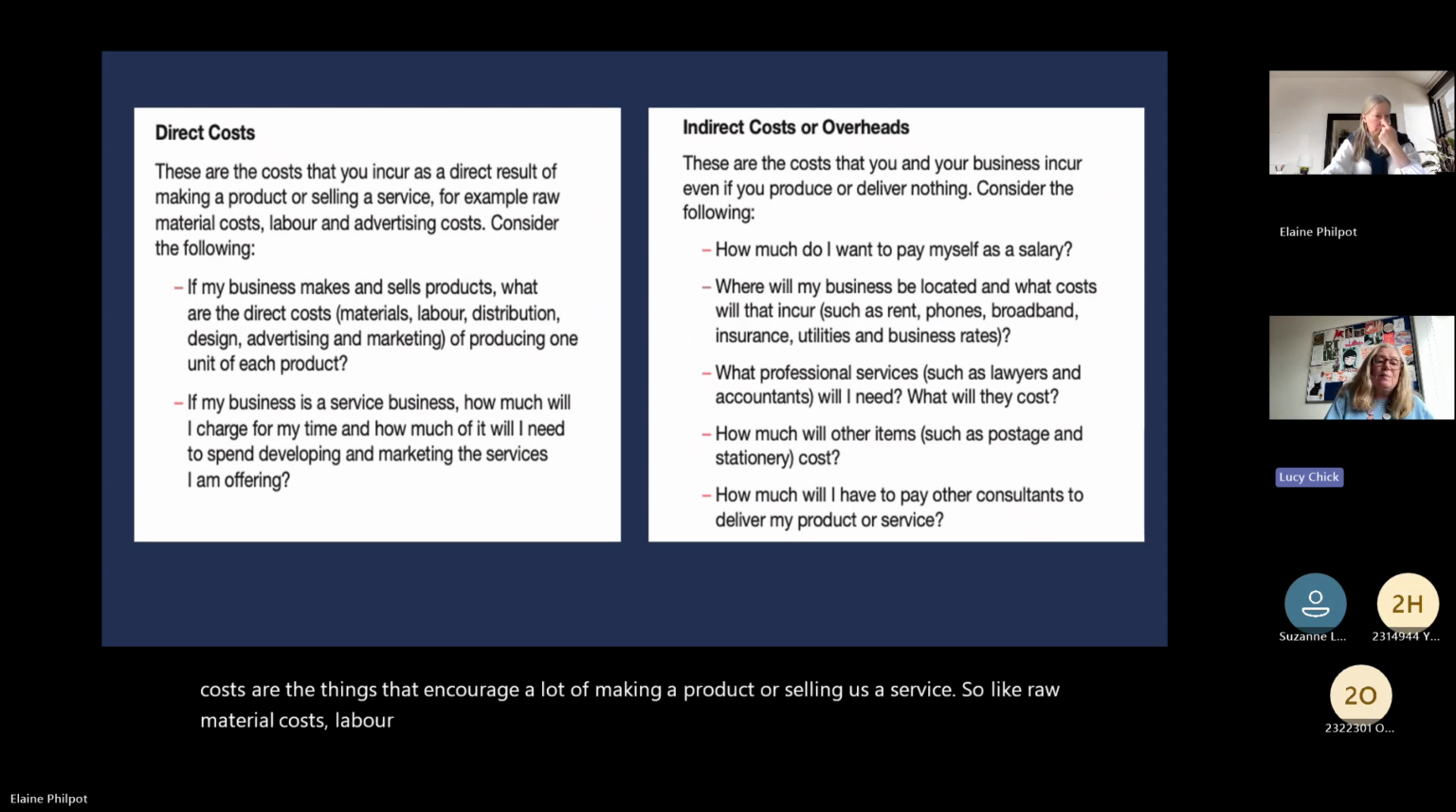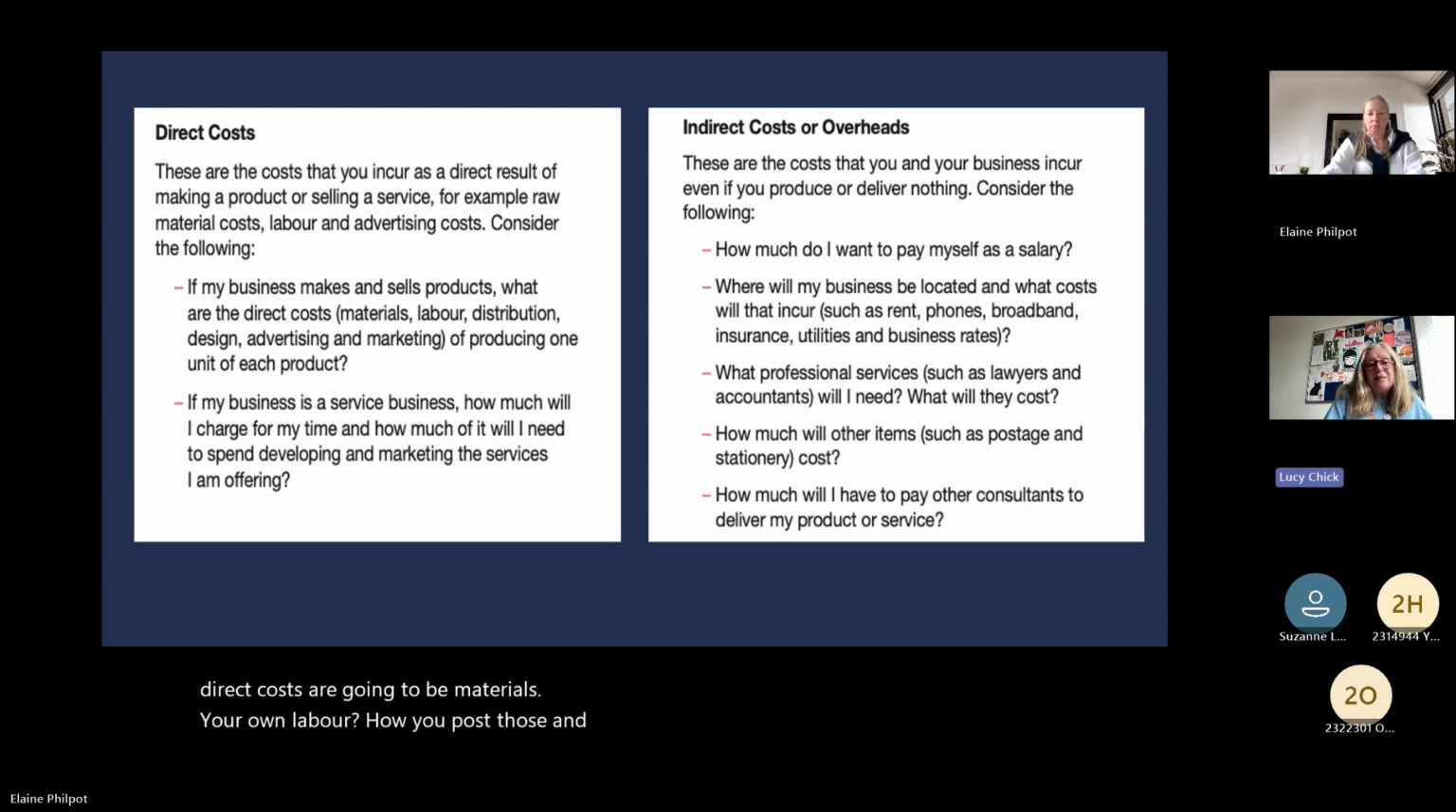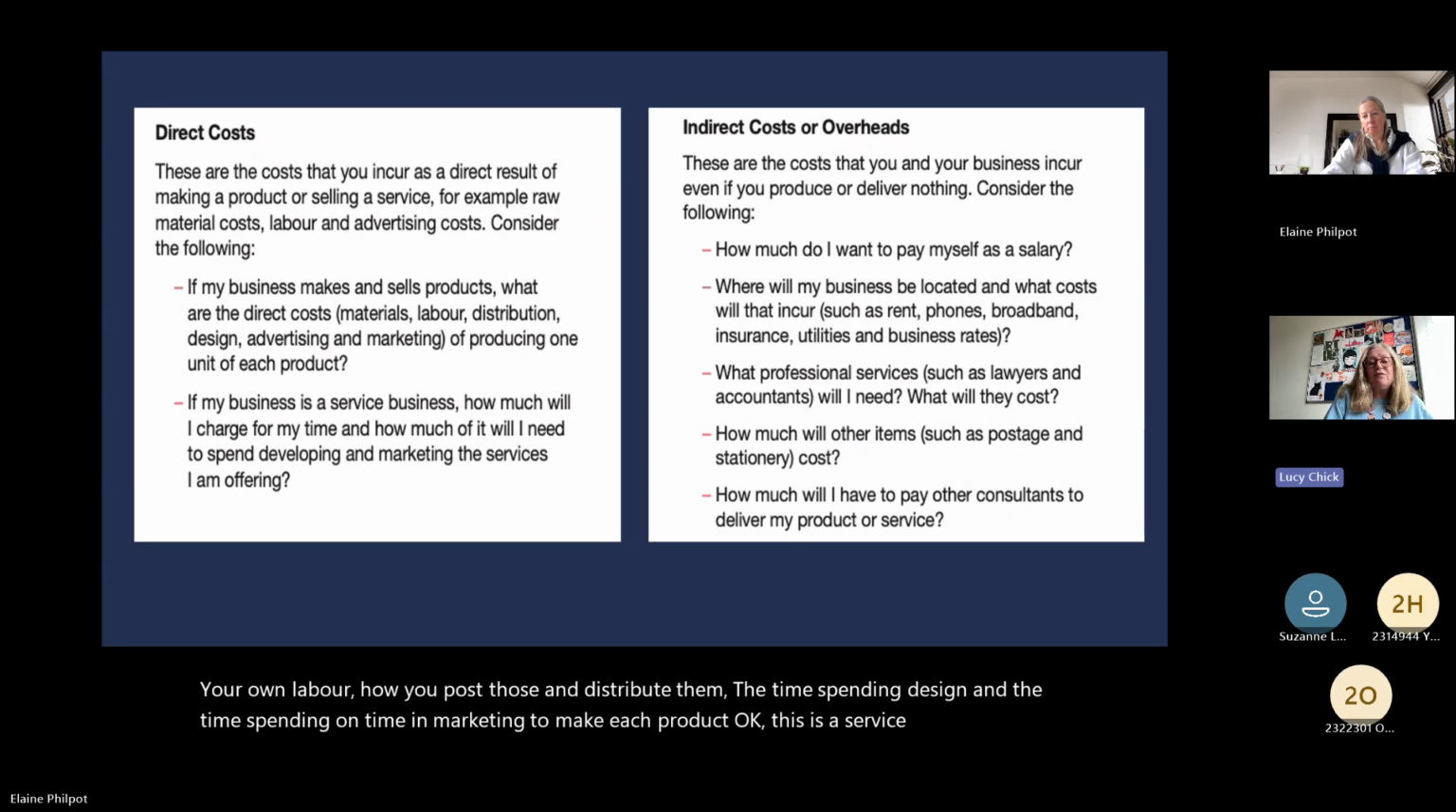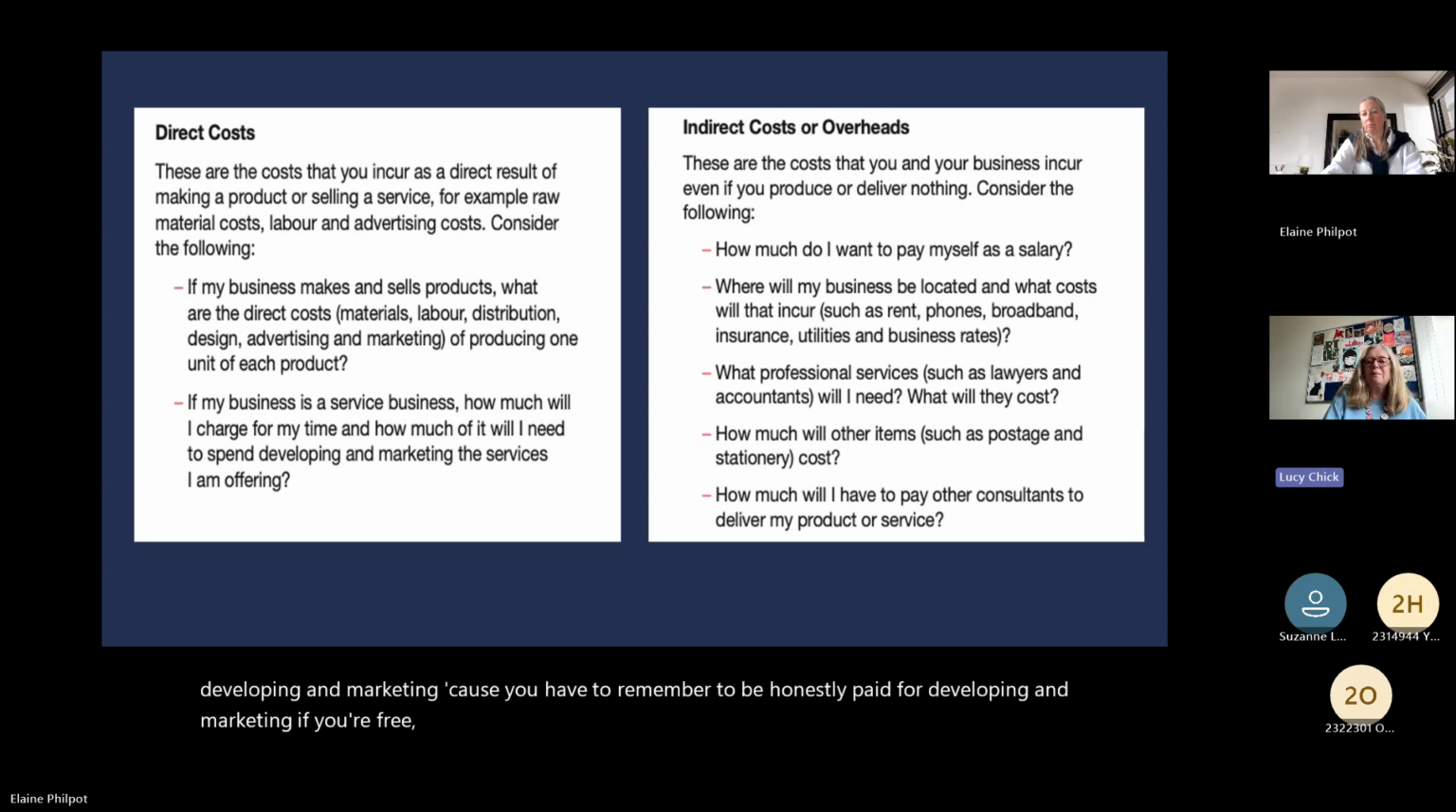So if your business makes and sells a product, the direct costs are going to be materials, your own labour, how you post and distribute them, the time spent on design and the time spent on advertising and marketing to make each product. Okay. If it's a service or a freelance business, how much are you charging for your time and how much of your time is spent developing and marketing? Because what you have to remember is you're not actually paid for developing and marketing if you're freelance, you're just paid when you're doing your service.